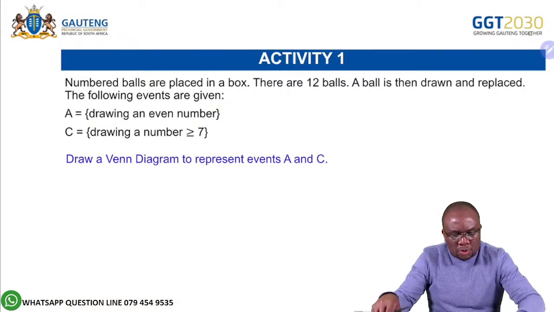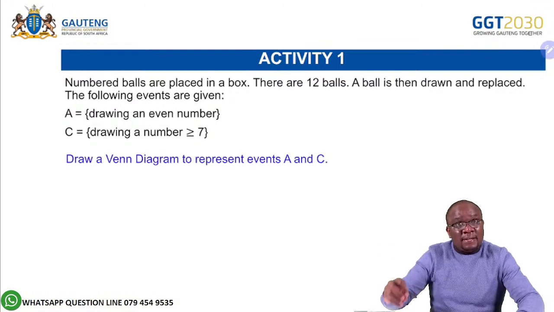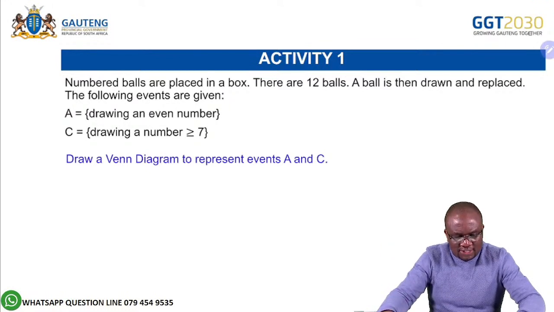And then the following events are given. A is drawing, or taking out, an even number. And C is drawing, meaning taking out, a number greater than or equal to 7. Draw a Venn diagram to represent these events A and C.